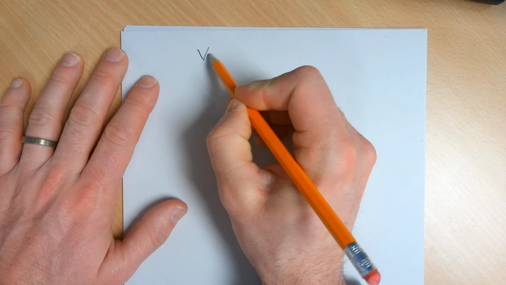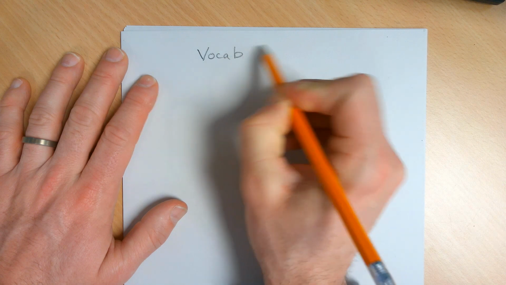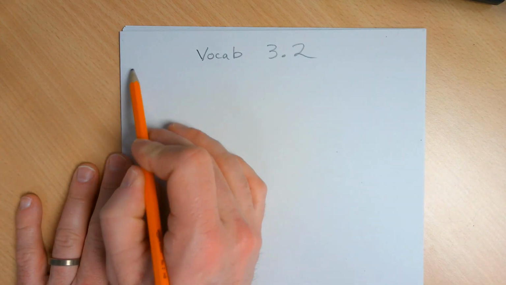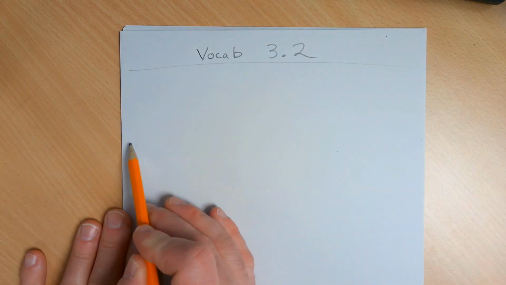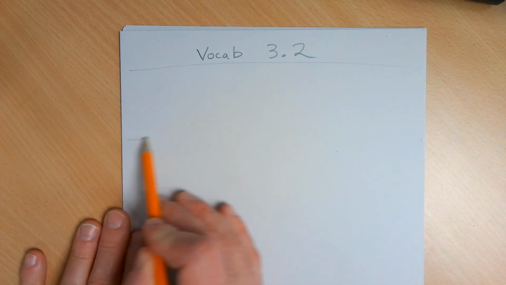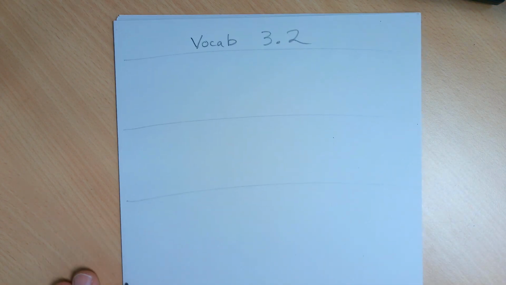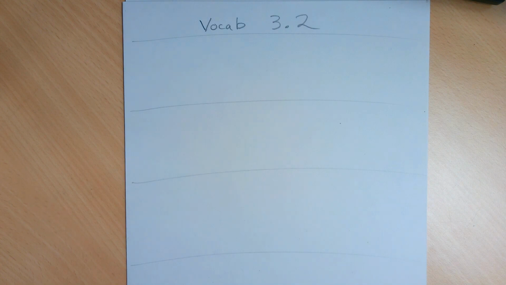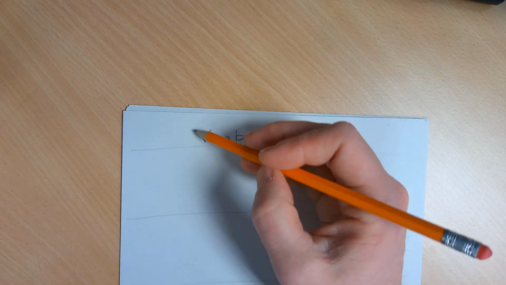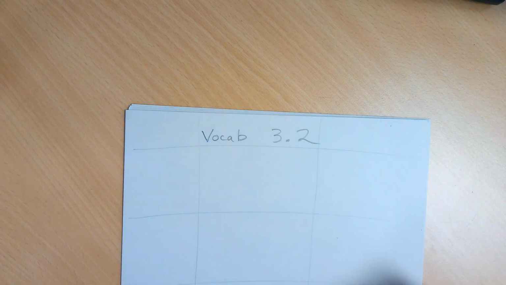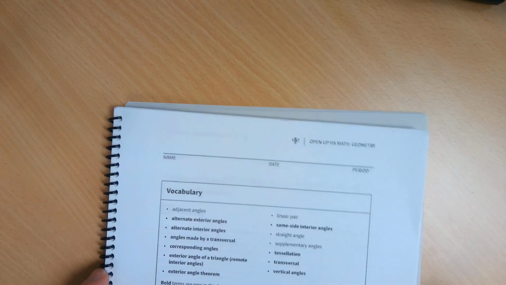Okay, this is going to be Vocab 3.2, our second vocab. And you can put this on your own paper so that we can save on the copying. All right. What sort of vocabs do we need?